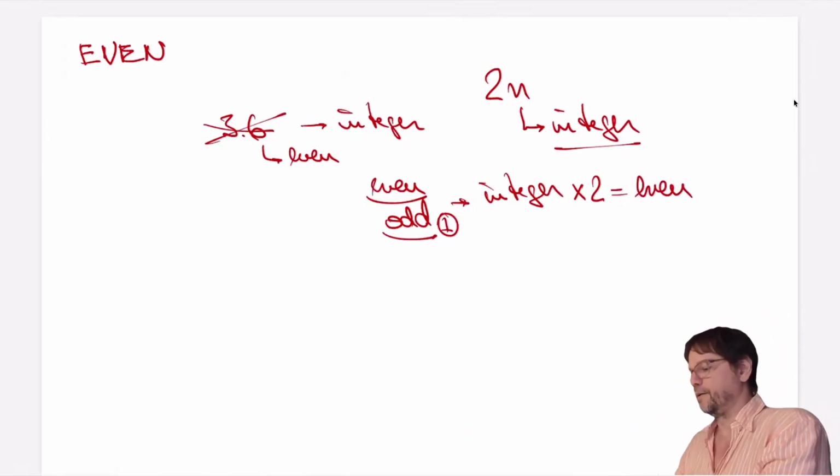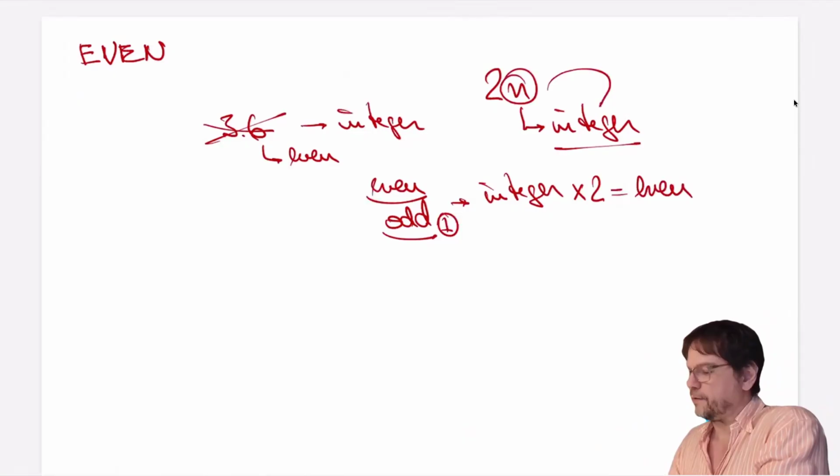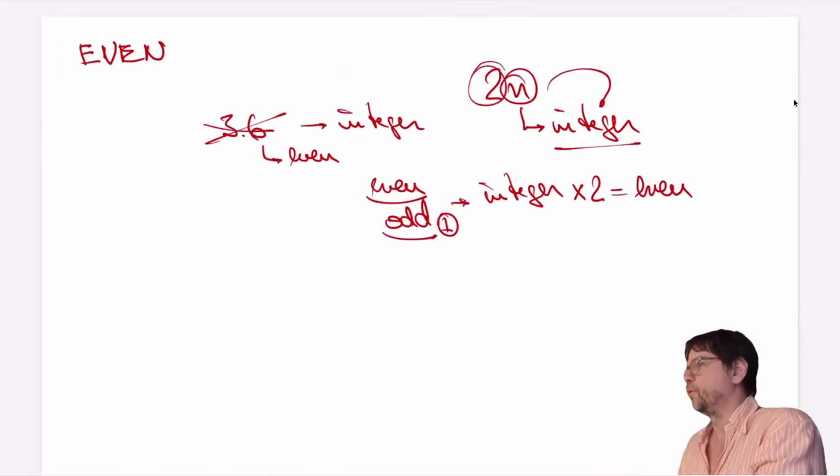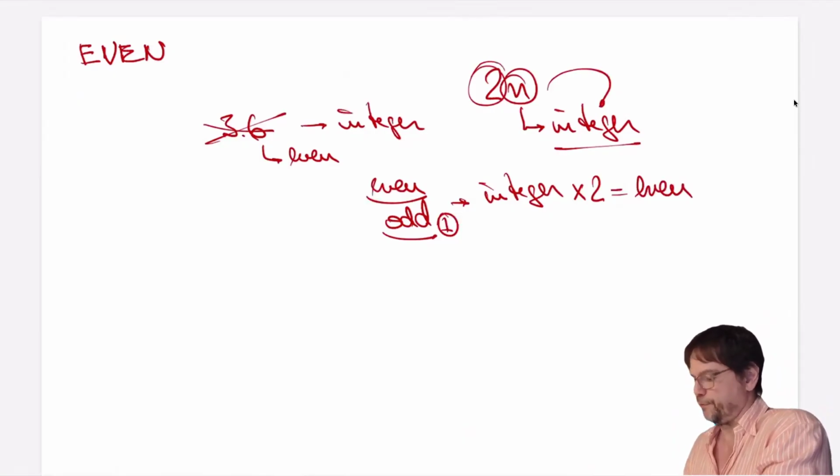But you did good. n is an integer. I don't know if it's odd or even, but multiplied by 2 is always an even. Perfect.